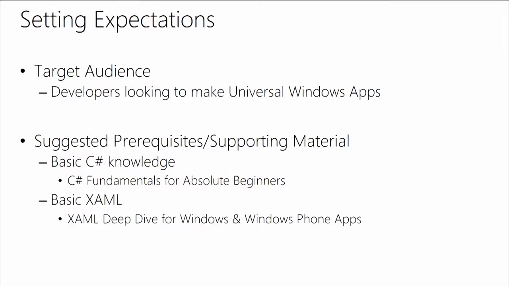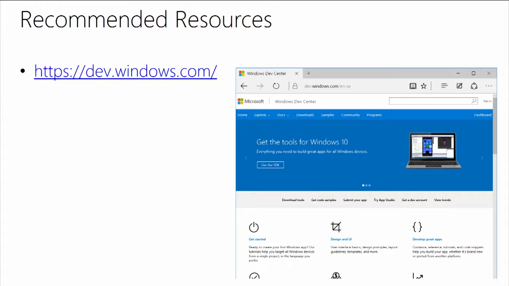Sounds good. Let's set some expectations around what we're looking for in terms of the audience here. We're looking for people who are interested in making universal Windows apps. That's what we're talking about, so that really makes sense. We're also expecting people to have basic C# knowledge and basic XAML. There's great resources out on Microsoft Virtual Academy if you want to go and brush up on those skills before proceeding. Some other recommended resources are dev.windows.com. This is your one-stop shop for everything related to developing for Windows 10. You can get the tools, you can get documentation, design guidelines, and so on. Go out, read, it's great.